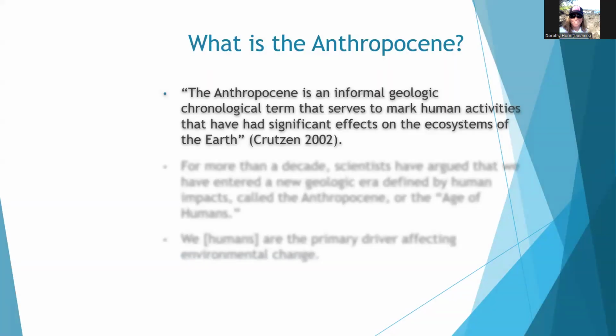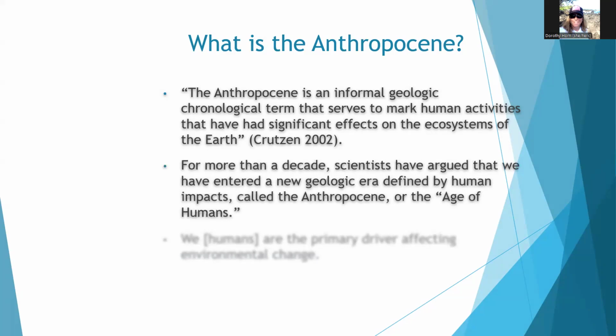So the Anthropocene is really like an informal geologic term that we talk about for human effects. This is the Crutzen 2002 definition. Basically, that humans have had a huge effect on the ecosystems of our Earth for over a decade, even longer now. Scientists have really argued that this is a real new geologic era, and it's called the Age of Humans because we are the primary driver affecting change. Think about all the things that we do that cause change in the environment.